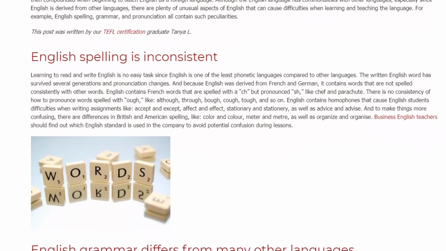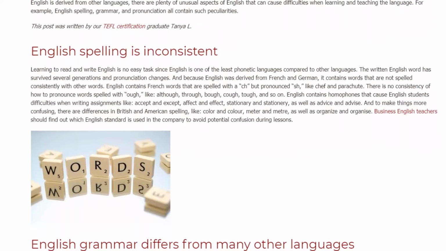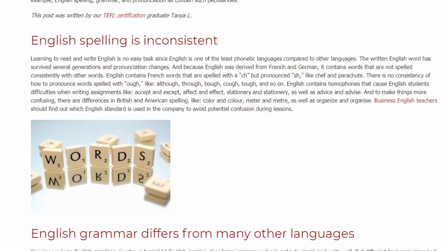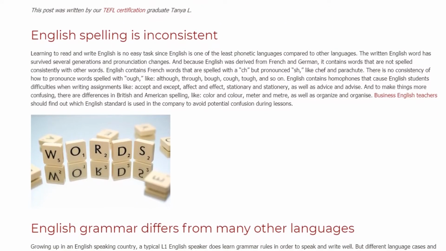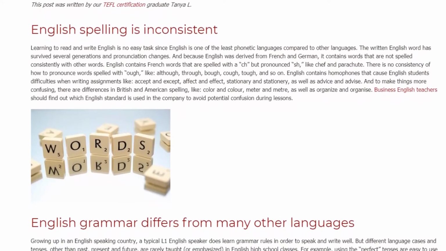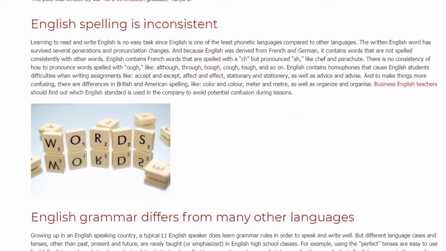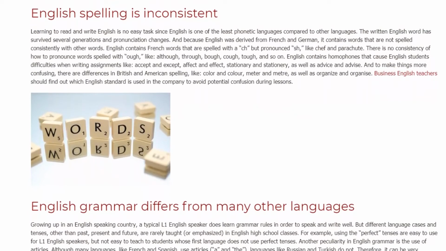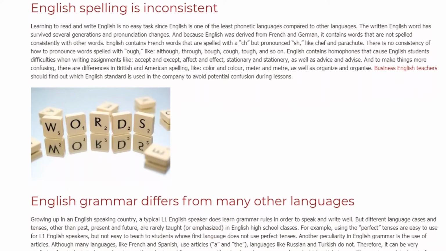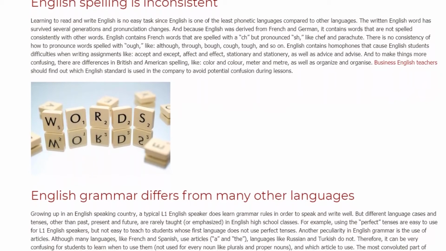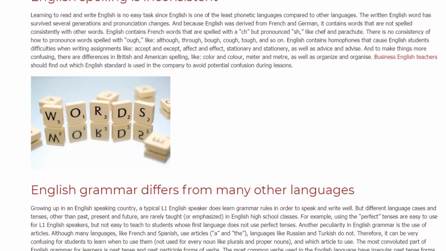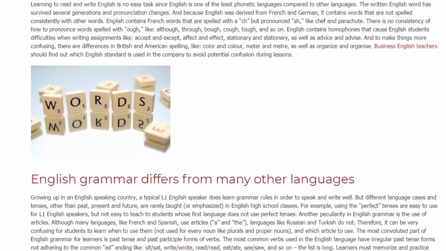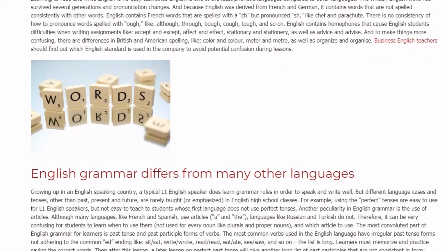English grammar differs from many other languages. Growing up in an English-speaking country, a typical L1 English speaker does learn grammar rules in order to speak and write well. But different language cases and tenses, other than past, present and future, are rarely taught, or emphasized, in English high school classes. For example, using the perfect tenses is easy for L1 English speakers, but not easy to teach to students whose first language does not use perfect tenses.